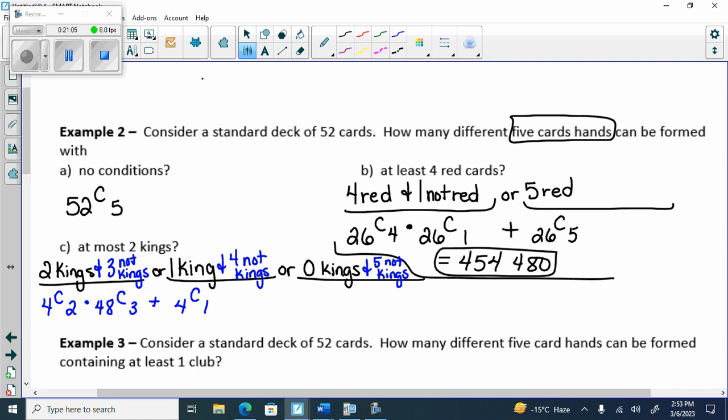And 4C1 times 48C4. Do I have to go 4C0? Do I have to represent 0 kings? Does that change anything if I pick nothing? No, I just show it so that you can see that case exists. And you could go 4C0, but 4C0 is just 1. And when you multiply something by 1, it doesn't do anything, right? So I don't have to show that. I could just show the 48C5.